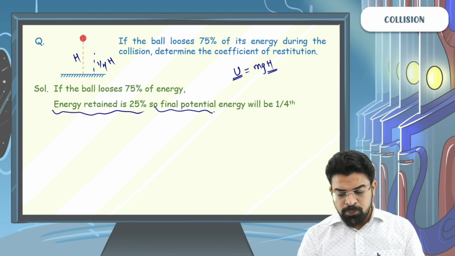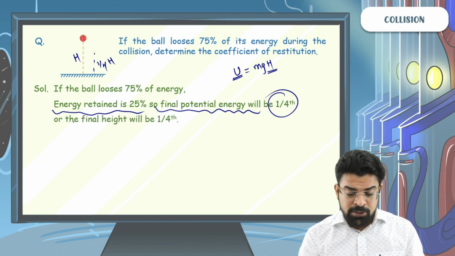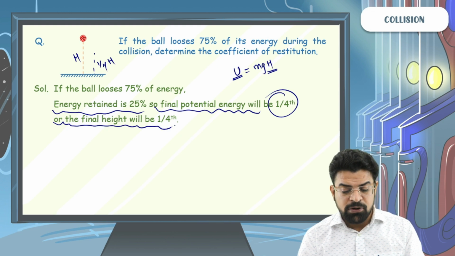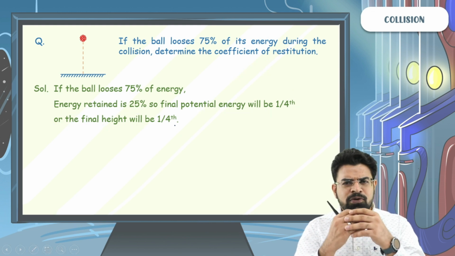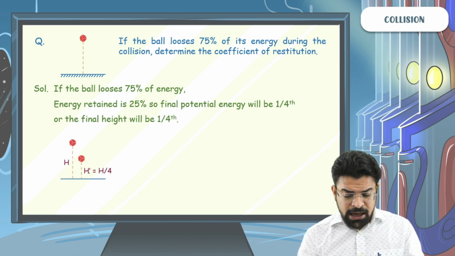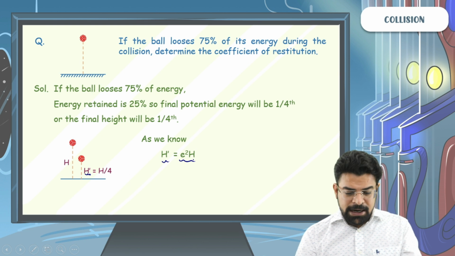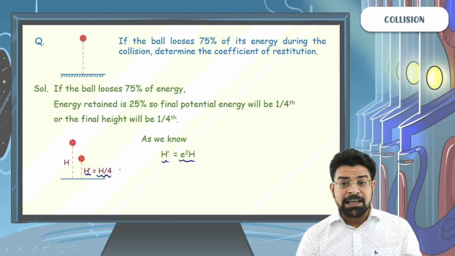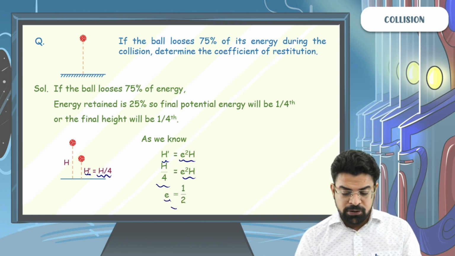So the final potential energy will be 1/4. As the final potential energy will be 1/4, so the final height will be 1/4. Once you know that final height is 1/4 of initial height, game over. You will say, sir, I have just learned that the height after collision, h dash, has to be equal to e square h. And I know that the final height h dash is h by 4. So I can write h by 4 equals e square h, or e square equals 1 by 4, or e will be equal to 1 by 2.